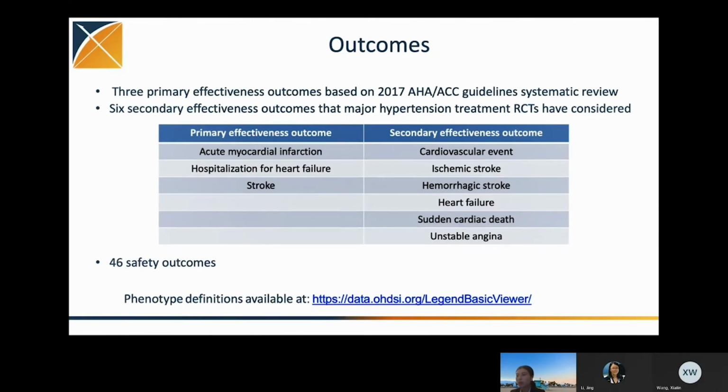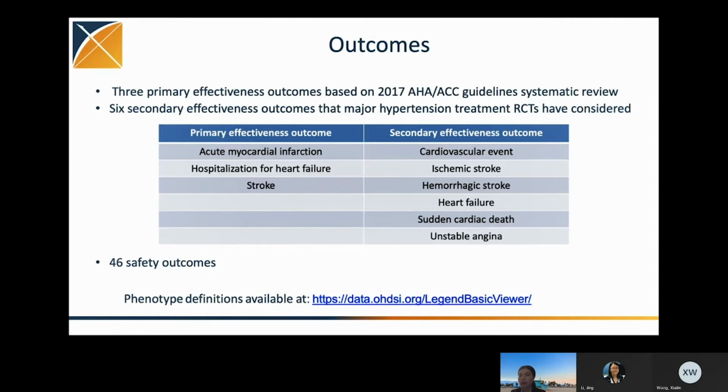In terms of outcomes, we will examine 9 effectiveness outcomes. These include 3 primary outcomes based on the 2017 AHA-ACC guideline systematic review: acute myocardial infarction, hospitalization for heart failure, and stroke, and also 6 secondary effectiveness outcomes that major hypertensive treatment RCTs have considered. We also included 46 safety outcomes.